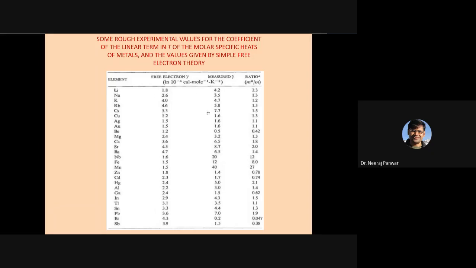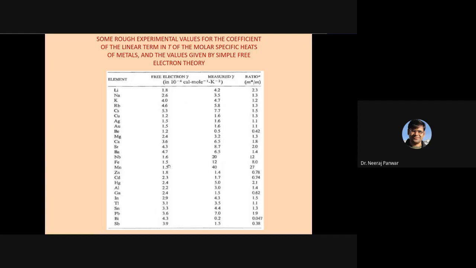So for normal metals, it is more or less similar. For example, silver 1.5, experimental and theoretical value both are same. We are going to get 1. But for certain metals, you see it deviates very much from 1. So for example, you see niobium, the ratio is 12. For manganese, it is 27. For iron, it is 8. So for certain metals like manganese, iron, niobium, and certain other metals, this ratio is very much different from unity.